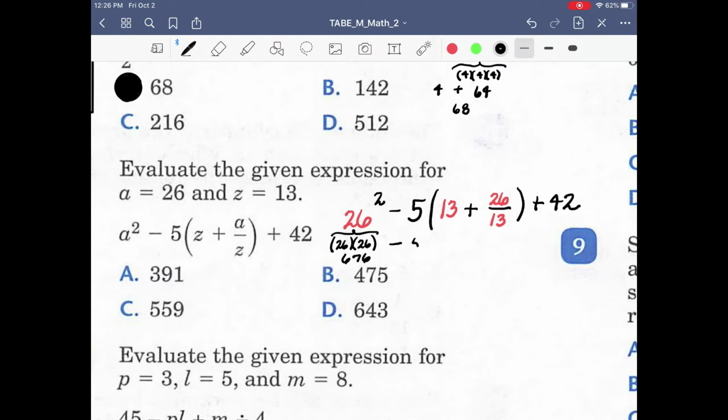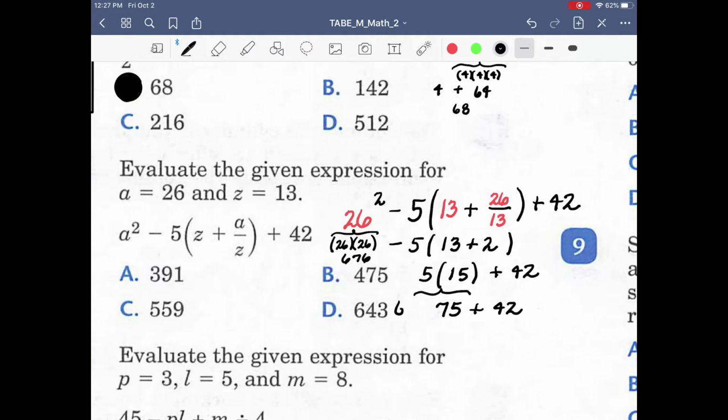And then I'm going to clean up these parentheses. I have 13 plus 26 divided by 13 is 2. So that's going to be negative 5 times 15 plus 42. And I tell you what, I'm not going to work that as a negative. We'll just bring the subtraction sign down. So 5 times 15 is 75 plus 42.